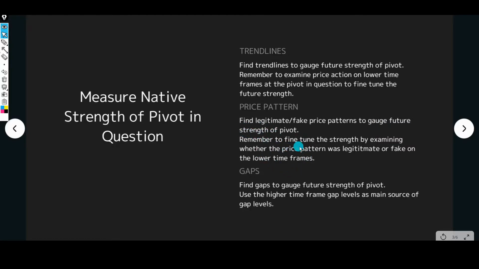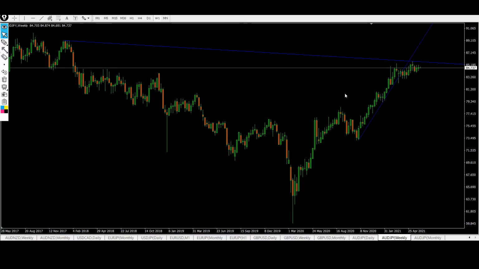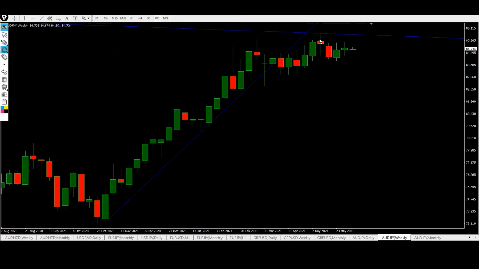Now remember to fine-tune the strength by examining whether the price pattern was legitimate or fake on the lower time frames. Alright, so on this weekly chart, let's go ahead and look for price patterns. And what immediately pops out is this double top right here. So let's just zoom in on it. Alright, so we're looking for the future short strength of this pivot right here on this weekly chart.